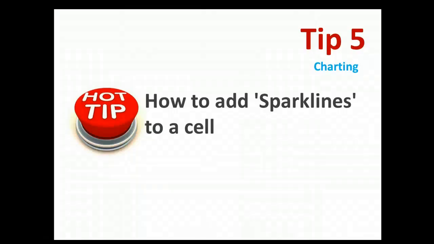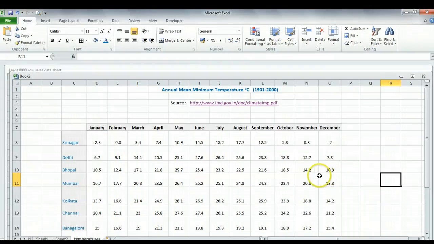Let's now come to a final tip of this tutorial. For this example, I have downloaded mean minimum temperature over 100 years, from 1901 to 2000, for 6 Indian cities, from January to December, from the Indian Meteorological Department's website. For example, the mean temperature for the month of January for Srinagar over 100 years is -2.3, and here you have data for all other cities.